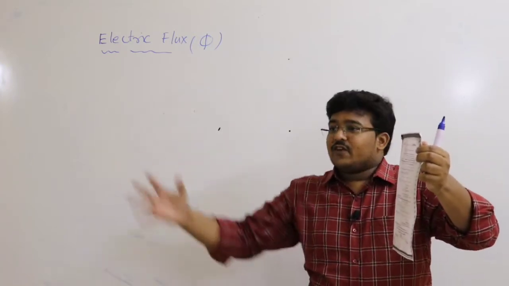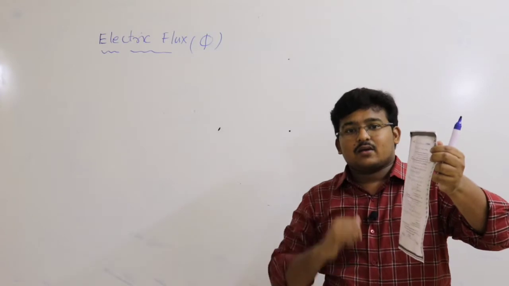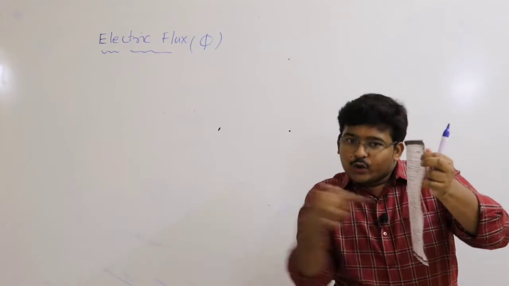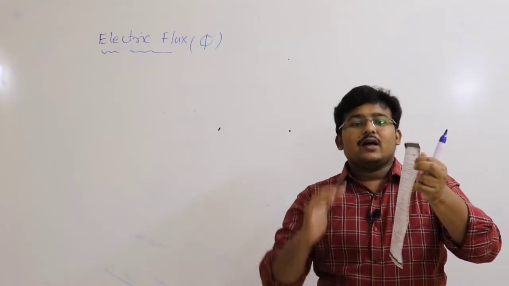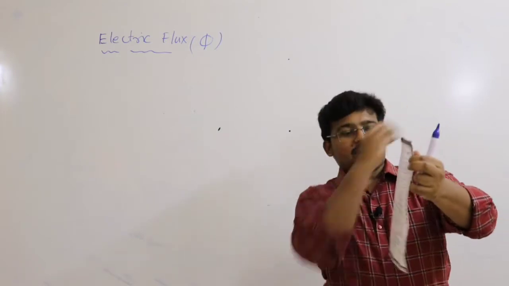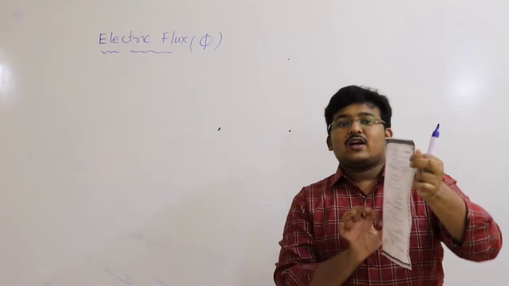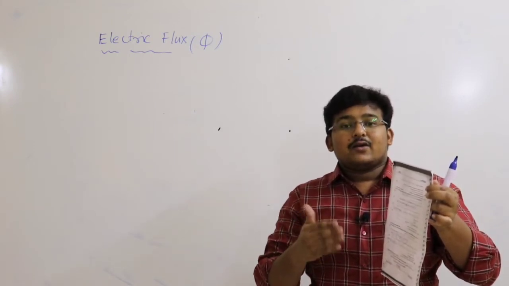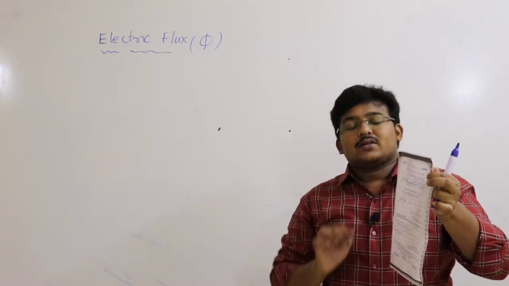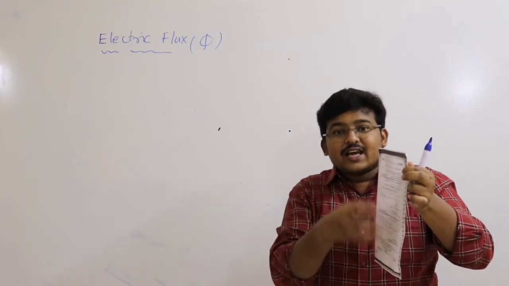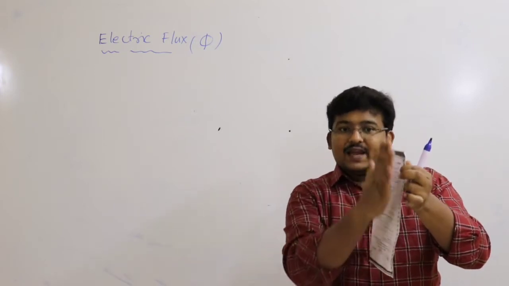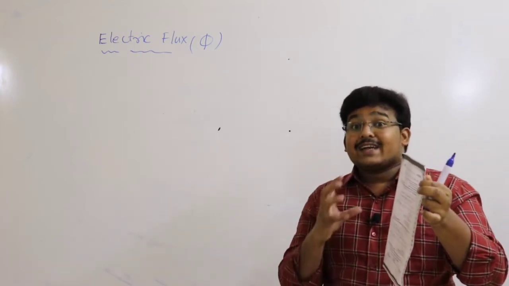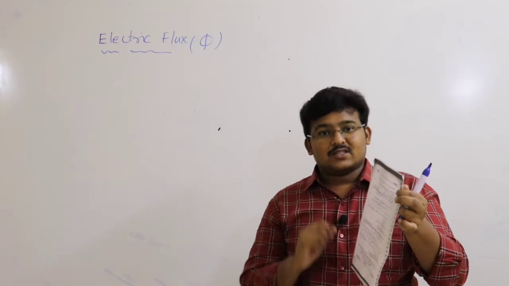For example, if 100 lines are coming towards this area, and only 20 lines go through, the remaining 80 are going in this way. Now the 20 is called the flux. So flux will tell you the total number of electric field lines crossing a plane, crossing an area normally. That number is called the flux, just a number.